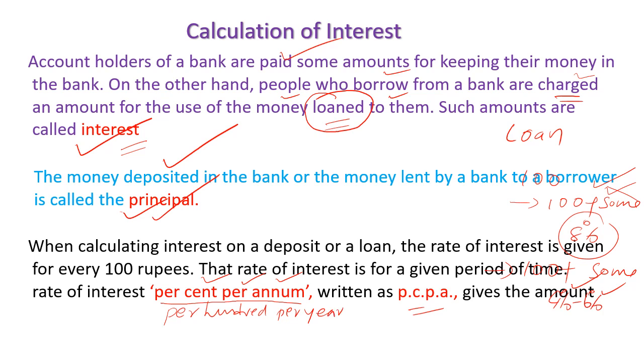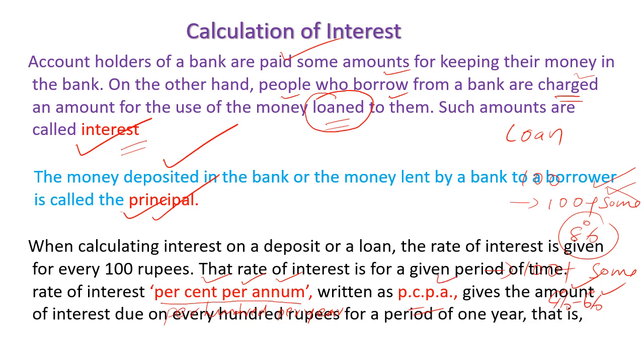That is the meaning of PCPA, and that amount will be named as interest, and we will calculate accordingly how much we have taken or how much we have deposited. Accordingly, if you have taken a huge amount, you have huge interest, less amount, less interest. If you have deposited a huge amount, more interest, more extra for you; less amount, less extra for you. That extra is interest, always in percentage, always calculated per year.